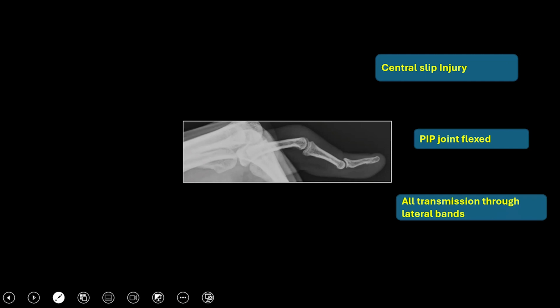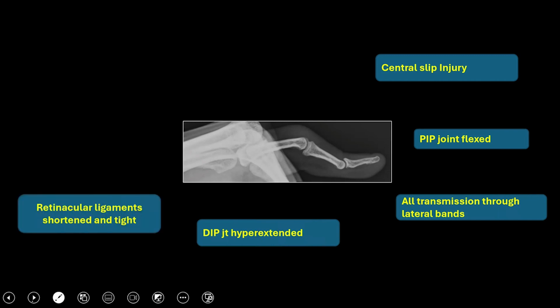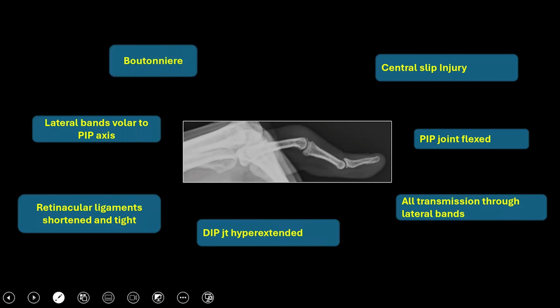Now all the transmission of force occurs to the lateral bands, and these lateral bands cause the DIP joint hyperextension. This hyperextension causes contracture and tightening of the retinacular ligaments, which push down the lateral bands. And when these lateral bands are pushed down, you have further flexion deformity of the interphalangeal joint. Over a period of time, it leads to the boutonniere deformity. So this is the sequence of events that occurs in hyperextension injury of the proximal interphalangeal joint.